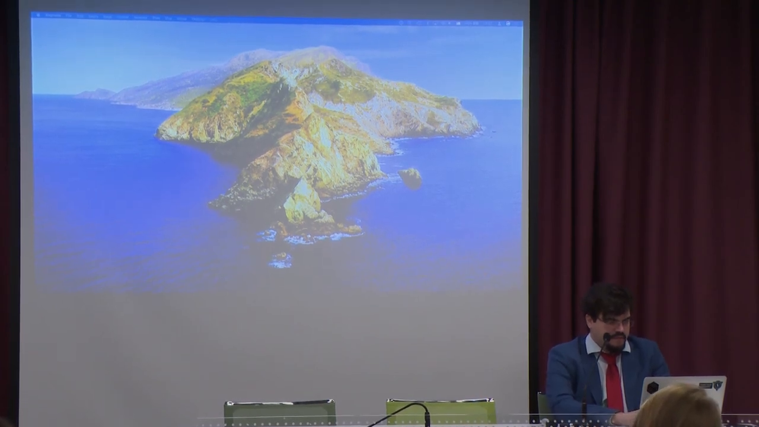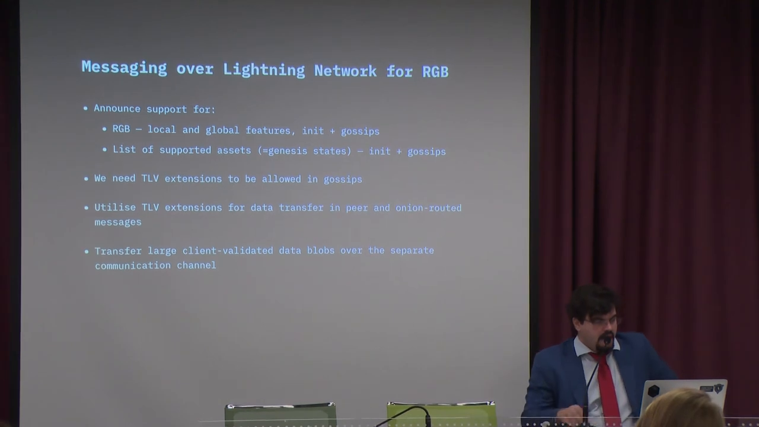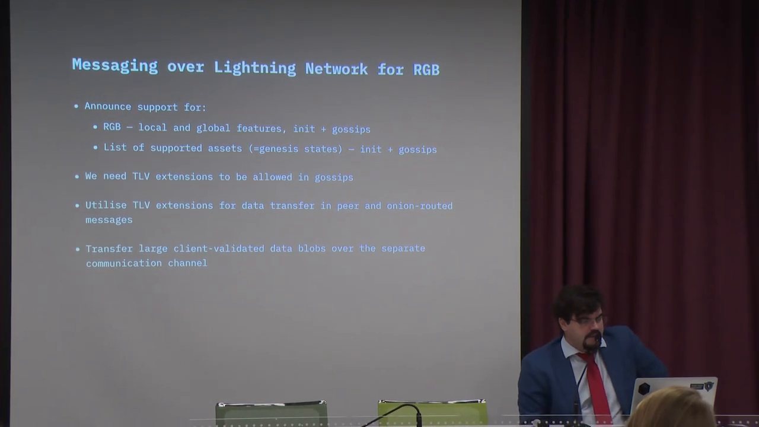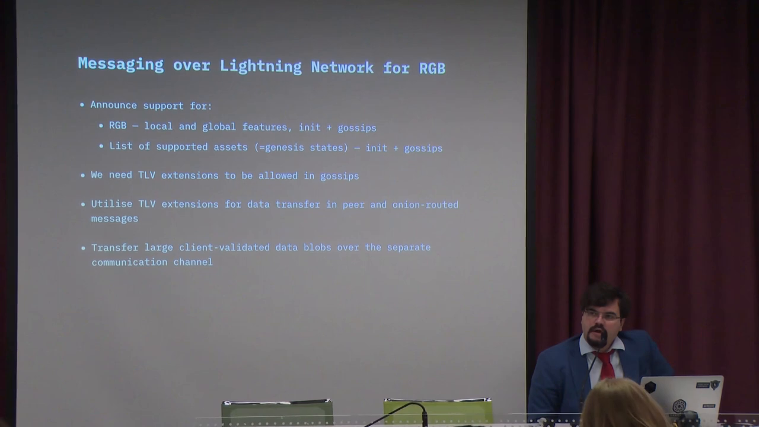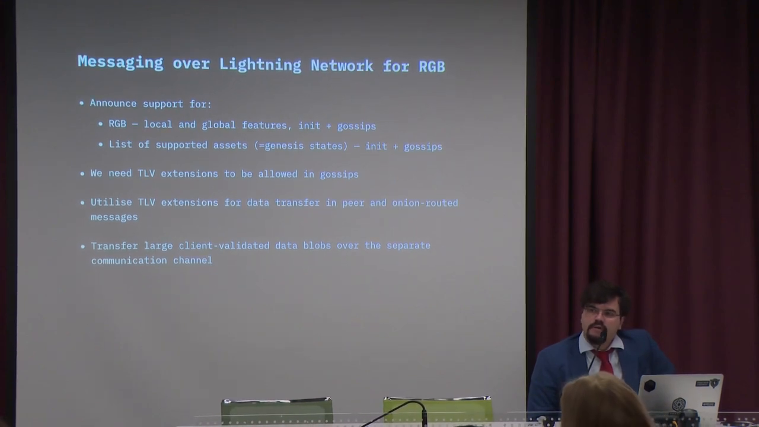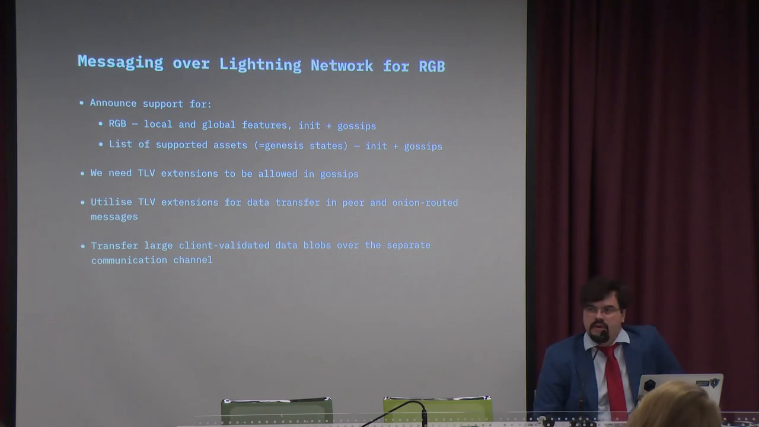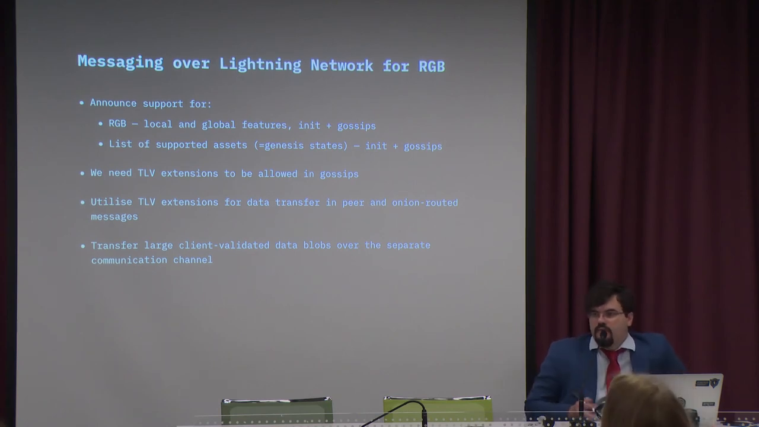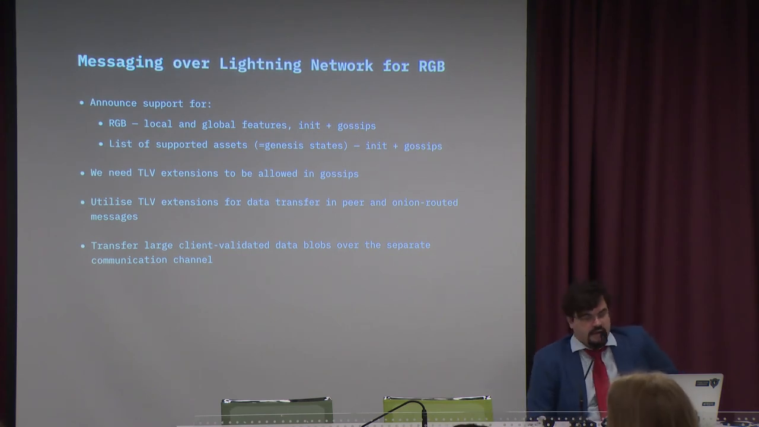And we still need to transfer large off-chain data proofs. And I don't think that the Lightning Network itself is suitable for that, while theoretically we can transfer as much as we need. So we can introduce a new message type between the nodes that support RGB. We can announce it again with a feature flag, and we can use this message type for messaging, basically splitting the proofs into messages and sending them over. It is one of the ways.